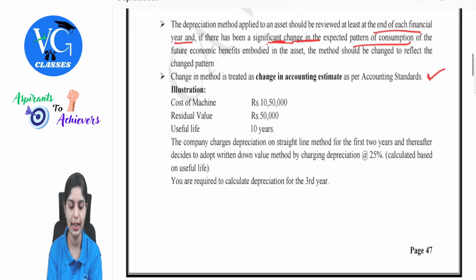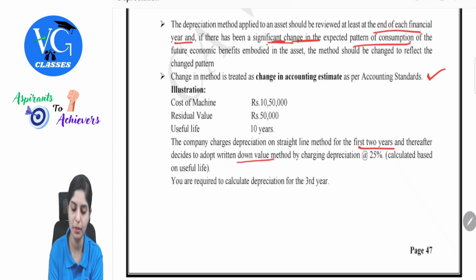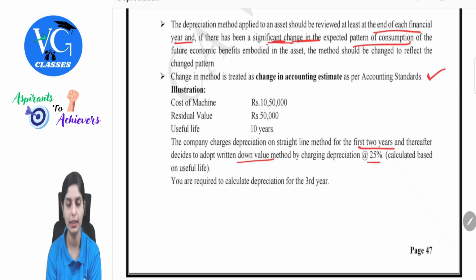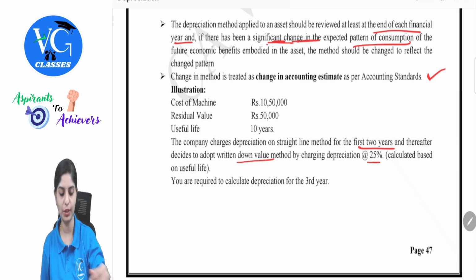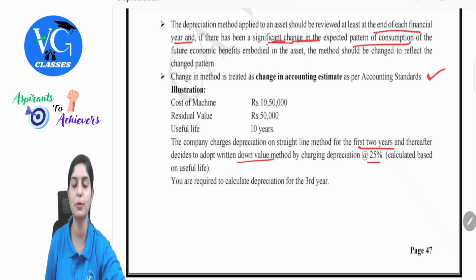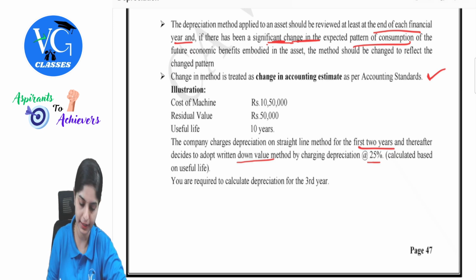Cost of the machine is 10 lakh 50, residual value is 50,000 and useful life is 10 years. The company charges depreciation on straight line method for the first 2 years and thereafter decides to adopt written down value method by charging depreciation at 25%, calculated based on useful life. You are required to calculate depreciation for the third year. Third year is the year where the change is reflecting.